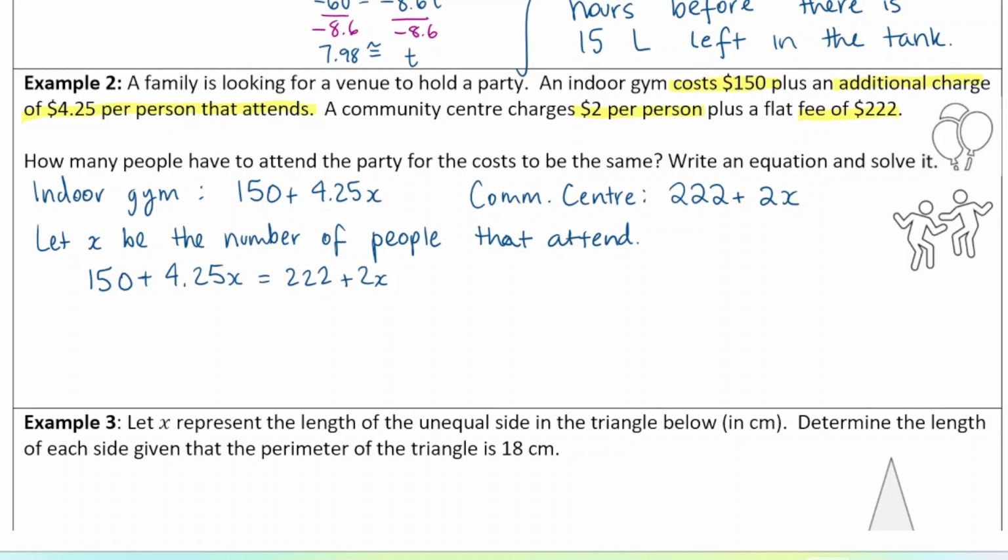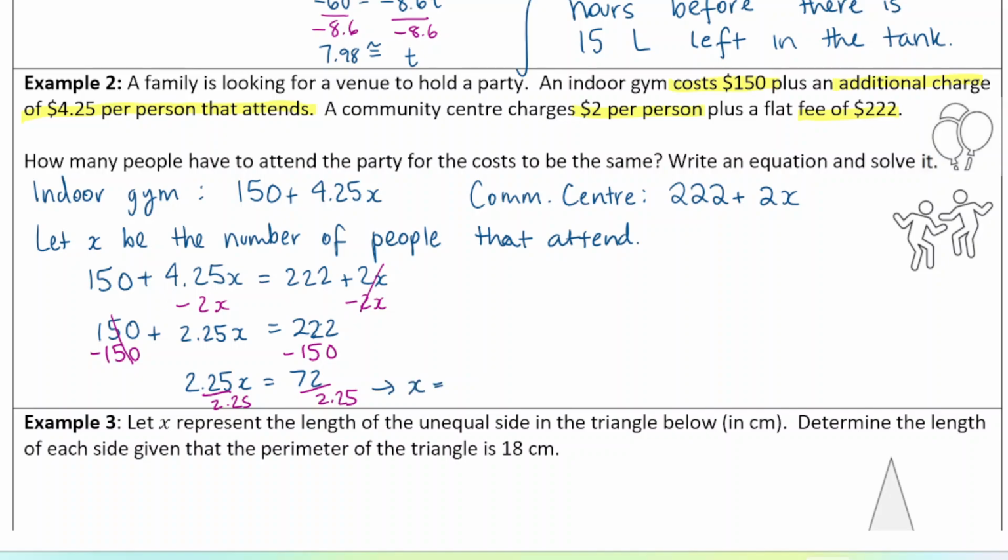So first thing I'm going to do is get all of the x terms on one side. I'm going to keep them positive. So I'm going to choose to subtract 2x from the right-hand side. And I have 150 plus 223x equals 222. Next, I'm going to use opposite operations to isolate that x. So I'll subtract 150. And then I'm left with 72. And finally, I'm going to divide by 225 on both sides. And I have now isolated x, and the answer is 32.